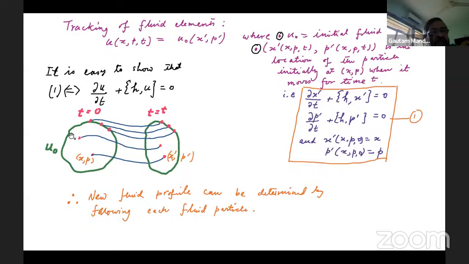So then of course, this tells you that if this is the initial profile, then you can determine what the final profile is. And what you can show is that if you find your new profile u(x,p,t) in this method, it in fact satisfies the equation of motion. Mathematically, one says that u(x,p,t) is the same as u_0(x',p'), where x',p' is the new point that you get from here, and applying the equation of motion for each individual fluid element is exactly equivalent to the equation of motion that you got here.